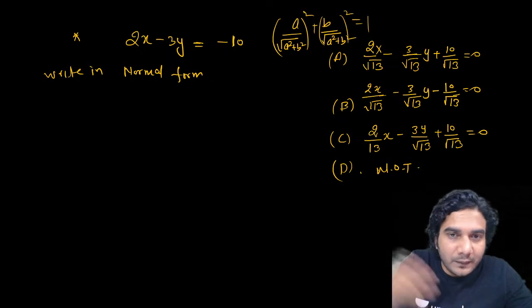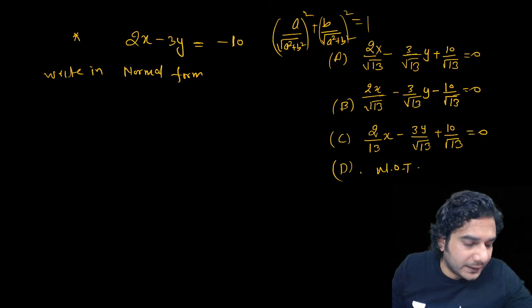If you're calling the first number sin alpha, then the second will be cos alpha. Okay, alpha will be some fixed angle.